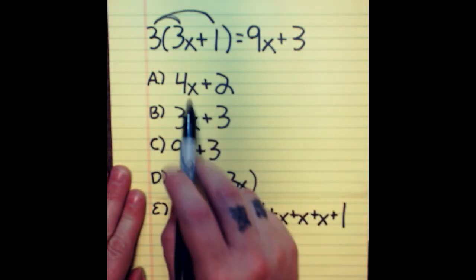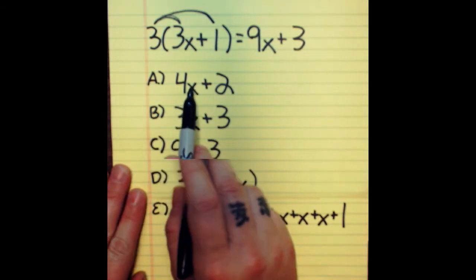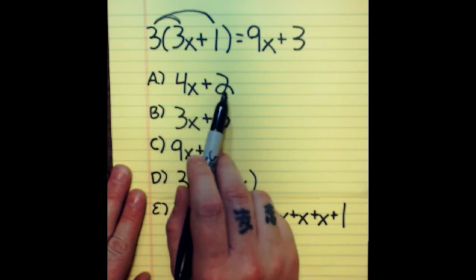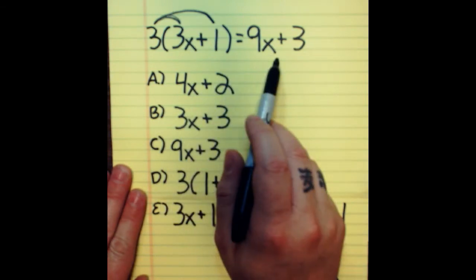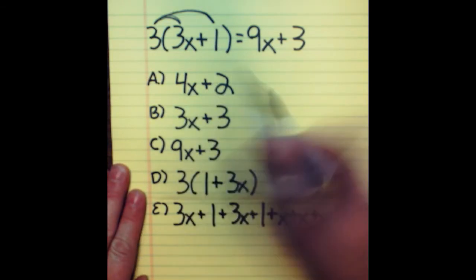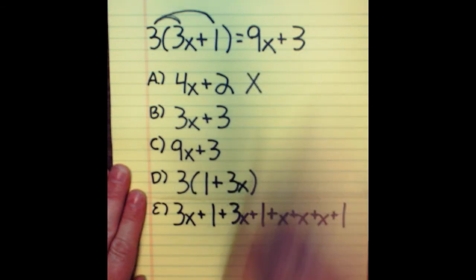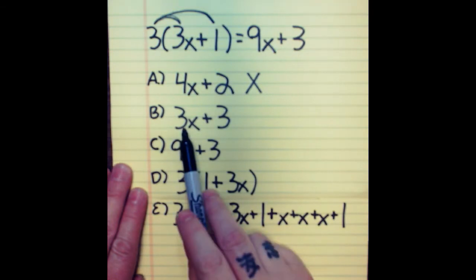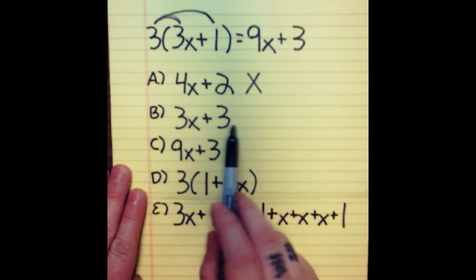So now we look down at our first choice, which is 4x plus 2, and there's nothing we can do to 4x plus 2, so we look up here and say, is 9x plus 3 equal to 4x plus 2? And the answer would be no, so this one would not be it. We look at our option B, and we can't combine like terms. There's nothing else we can do to this, so we look and say, does 9x plus 3 equal 3x plus 3? The answer is no, so that's not a choice.